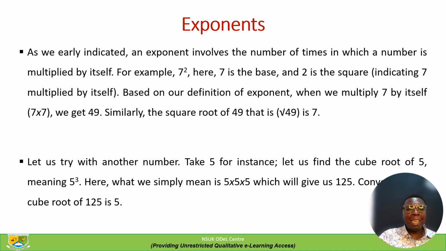As we earlier indicated, an exponent involves the number of times a number is multiplied by itself. For example, 7 to the power of 2. Here, 7 is the base and 2 is the exponent, indicating 7 multiplied by itself two times. Based on our definition of exponent, when we multiply 7 by itself, that is 7 times 7, we get 49. Similarly, the square root of 49 is 7.